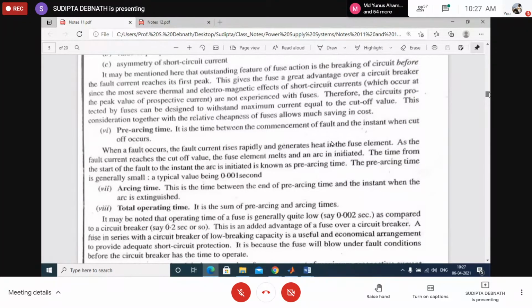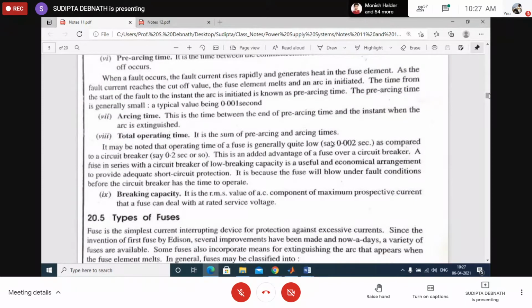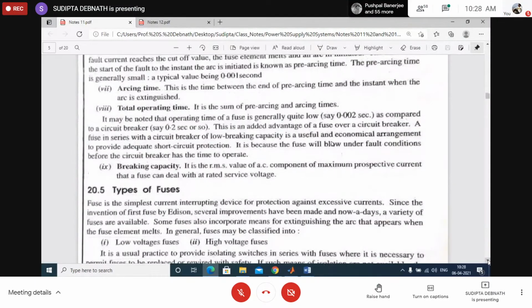So these are the definitions which you should study and try to explain with the help of this curve. Now, breaking capacity. When you hear the term capacity, it always means voltage into current. It is not generally the current or voltage, it is VA, volt ampere. It is the RMS value of the AC component of the maximum prospective current that the fuse can deal with at rated service voltage. Though here it is mentioned prospective current, generally it is prospective current into service voltage. That is the breaking capacity. Okay, by capacity mainly understand volt ampere.